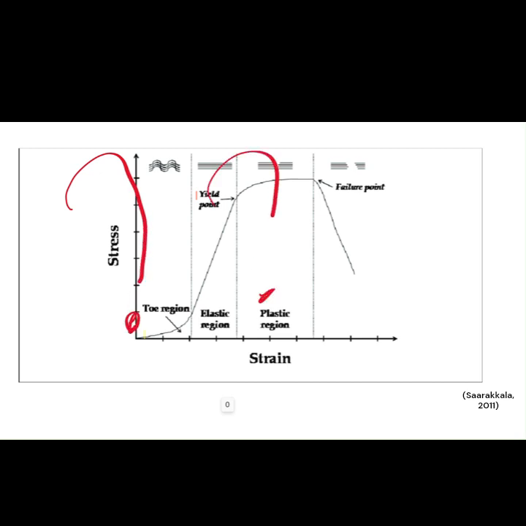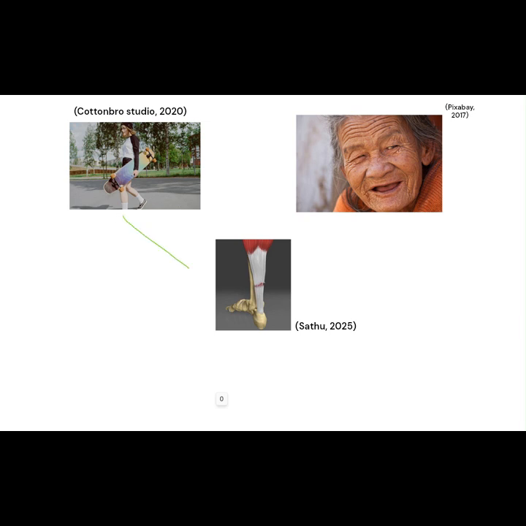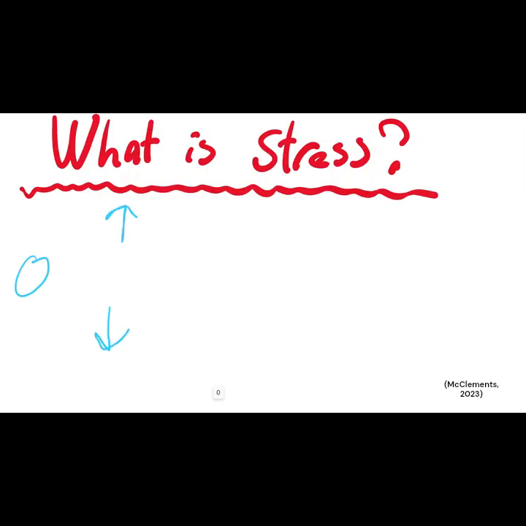Today we'll be discussing what a stress strain graph is, including each of its components, and additionally, we will use a stress strain graph as a guide to help us discuss the differences between an 18-year-old's tendons and an 80-year-old's tendons. Let's start with the basics.